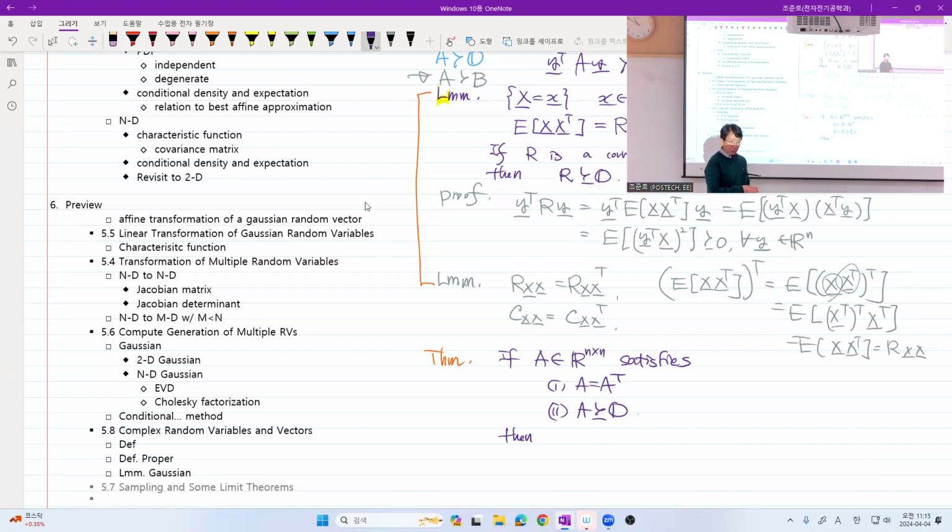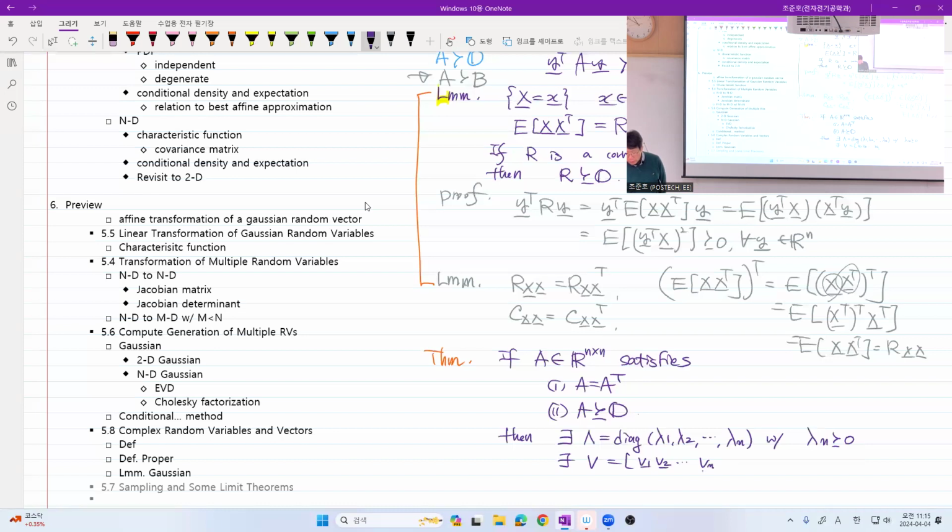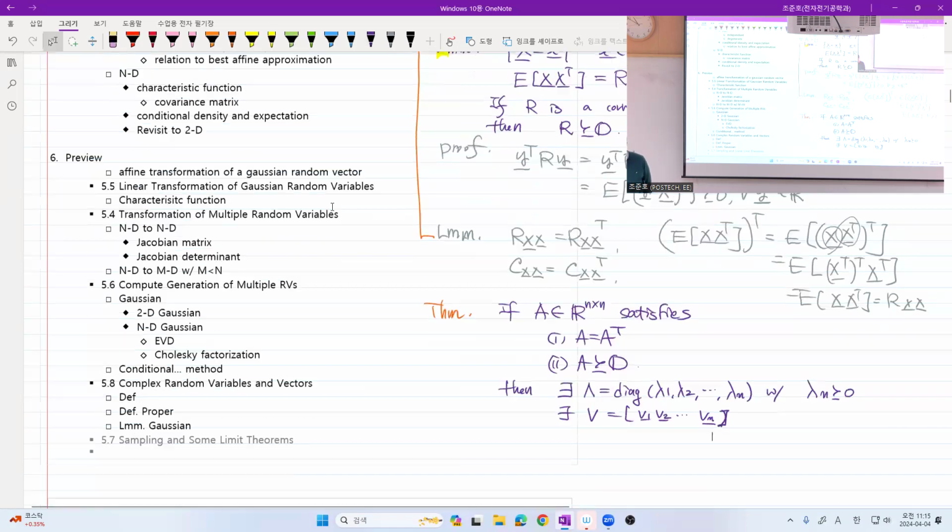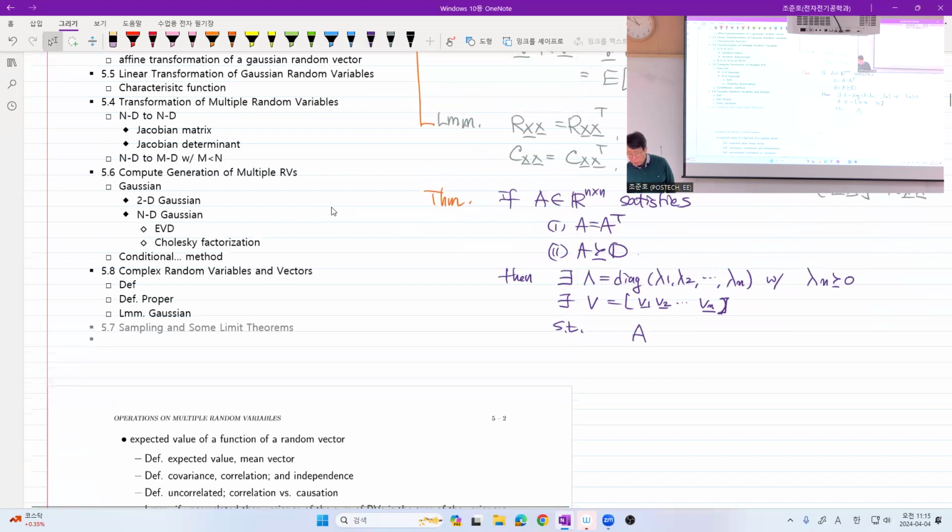Related to the eigenvalue decomposition, what do you have? You have a very nice decomposition. There exist Lambda, that is diag(lambda 1, lambda 2, ..., lambda n), with all non-negative, real eigenvalues, and V, that is [v1, v2, ..., vn], the eigenvectors, such that your matrix, a symmetric positive definite matrix, is well decomposed as V Lambda V transpose.